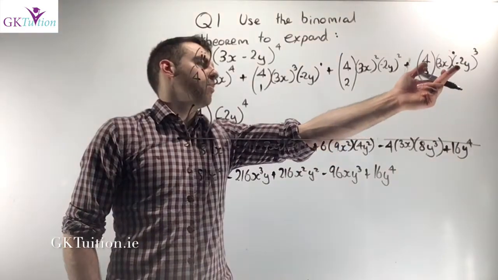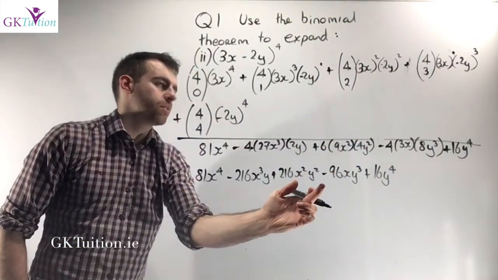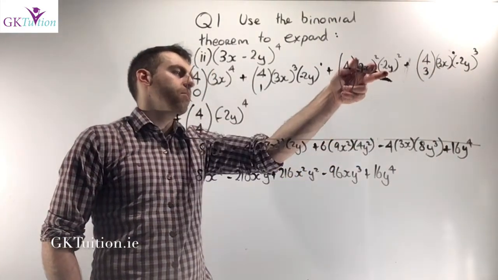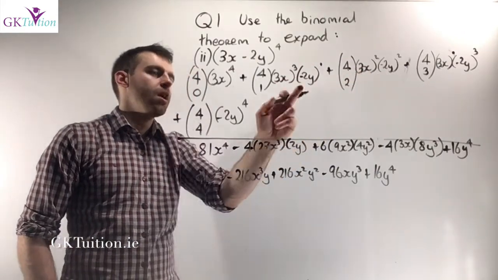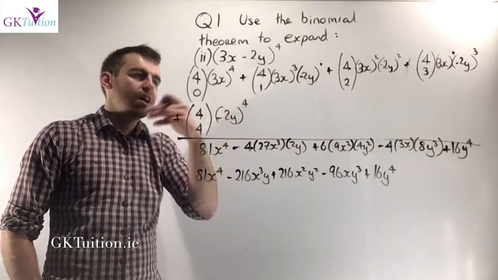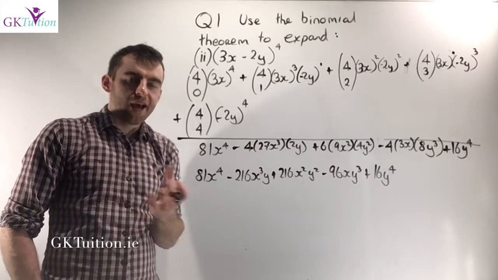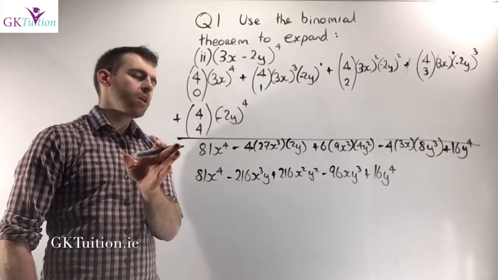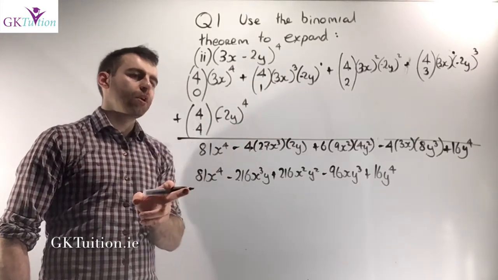Whereas minus multiplied by itself 3 times becomes a minus. Minus multiplied by itself twice is a plus. Minus by itself once is a minus. So every second term is going to end up negative anyway. So what I've done here then, I've written 2 more lines.